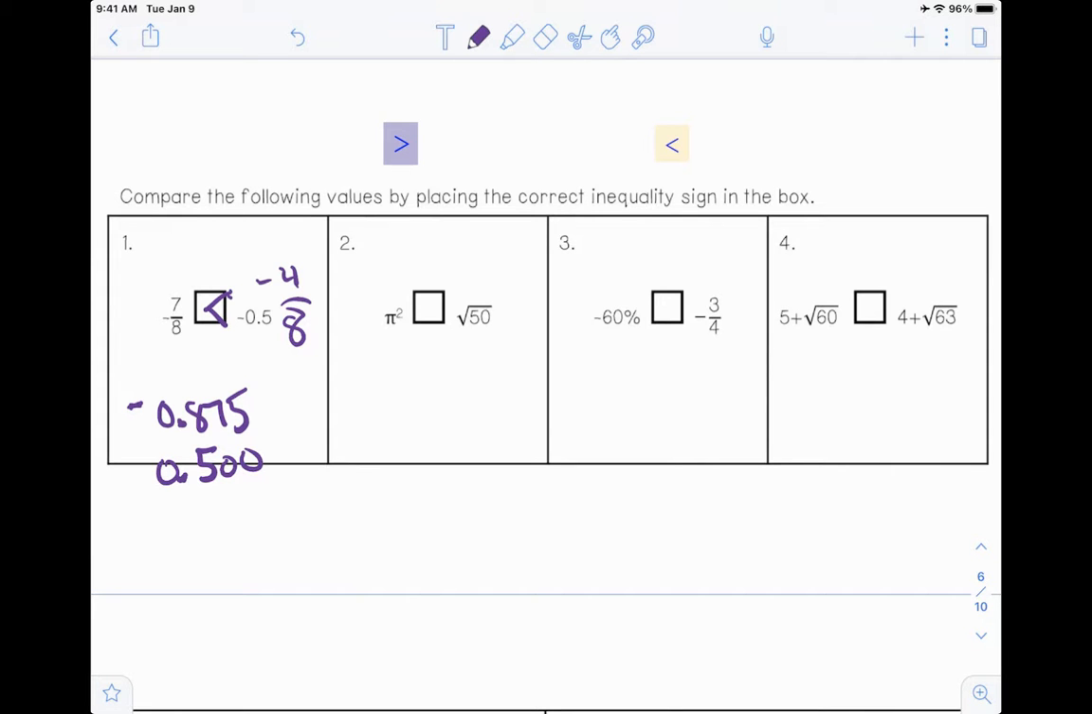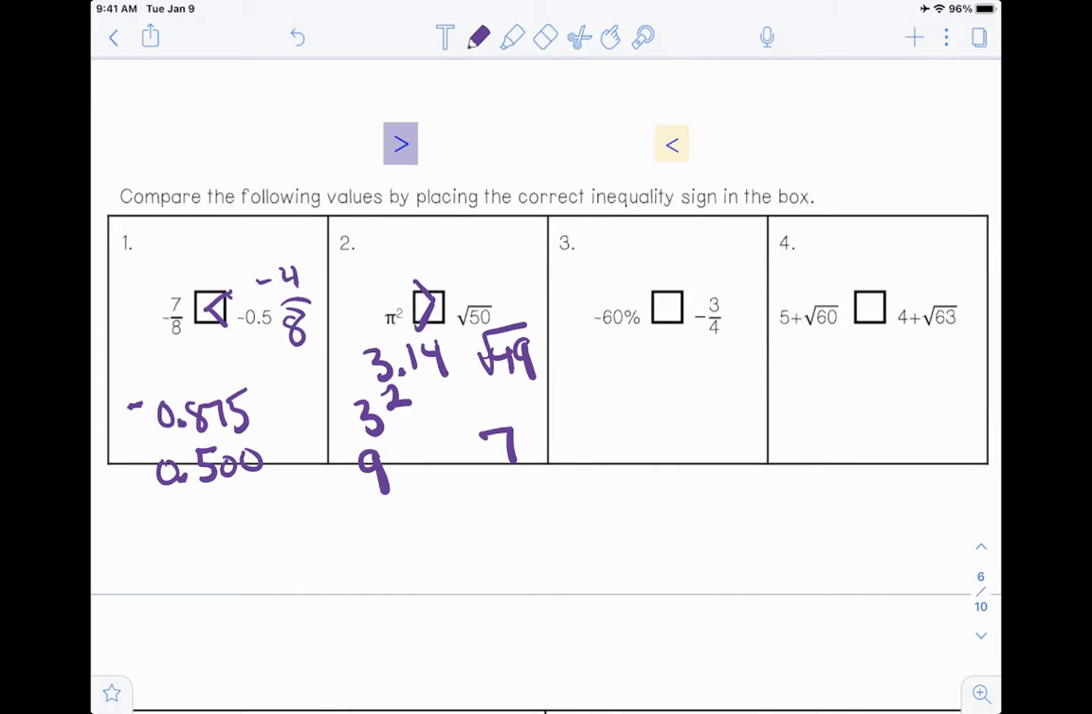Okay, so on the second example, we estimate pi as 3.14. So even if instead of using 3.14, I just use the number 3 and squared it, well, I know 3 squared is 9. And I know the square root of 50 is close to the square root of 49, which is 7. So I know that this is greater than.